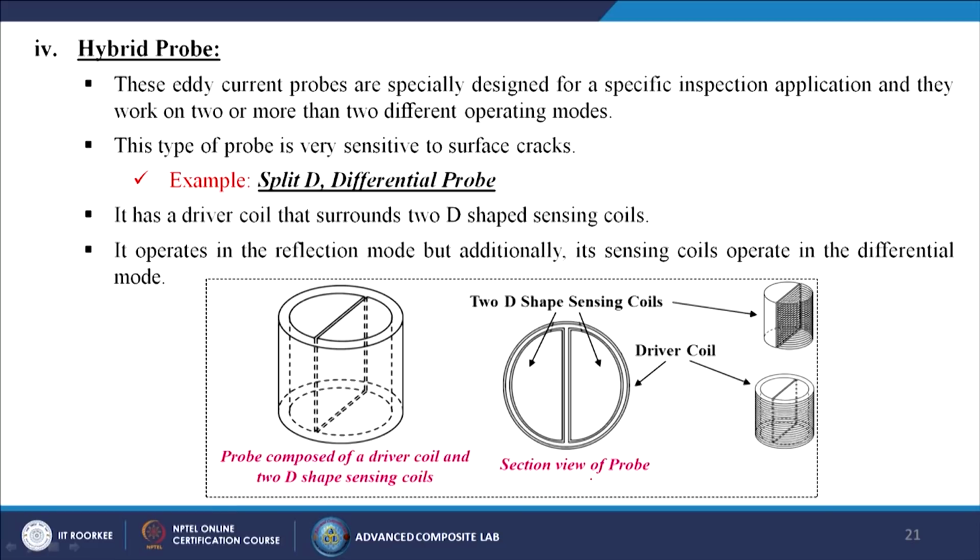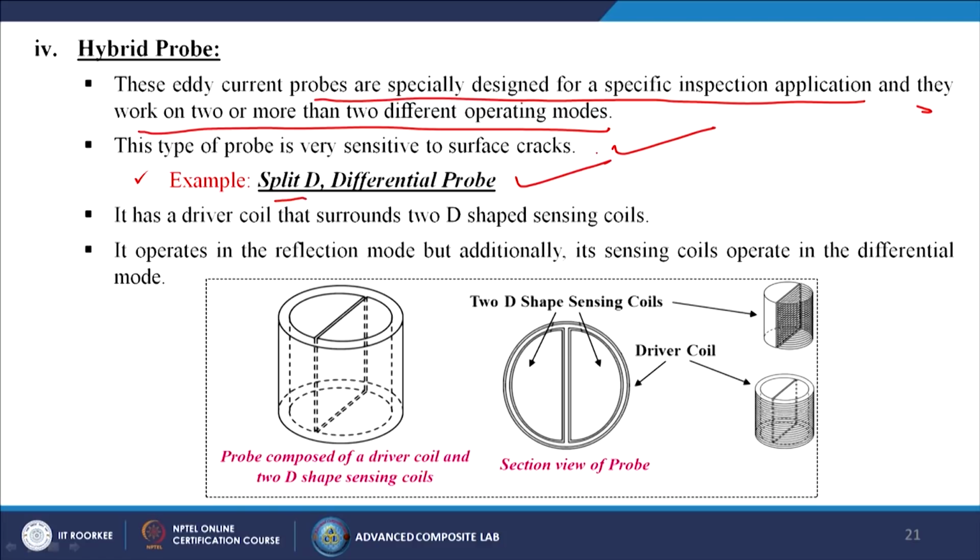Next is called the hybrid probe. These eddy current probes are specially designed for specific inspection applications and they work on 2 or more different operating modes. This type of probe is very sensitive to surface cracks. Example, split D differential probe. It has a driver coil that surrounds 2 D shaped sensing coils. So, this is one D and this is another D, and this is surrounded by the driver coil.